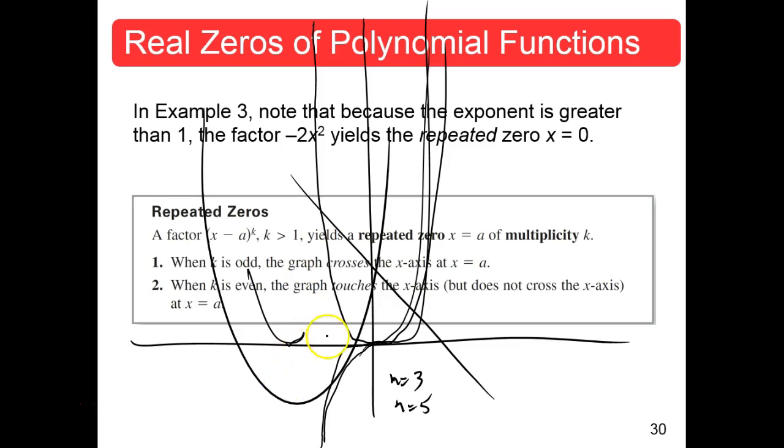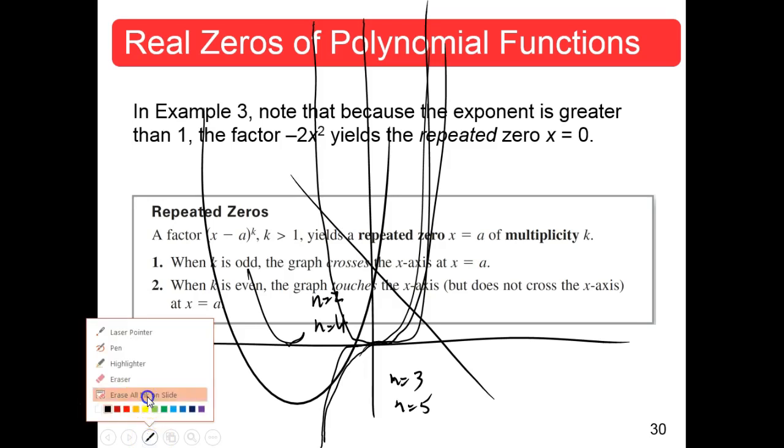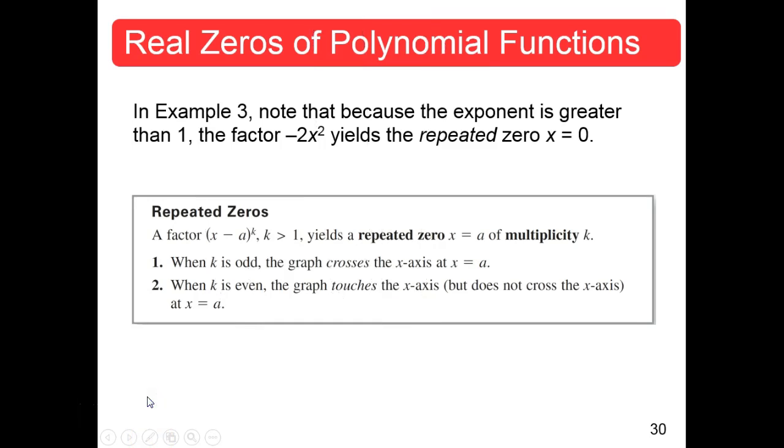Your even functions, n equals 2 or n equals 4, they come down and touch, but hang and go back up, okay? Or come up and, yeah, they don't cross, they hang around there. Same thing is happening here, okay? When k is even, it touches but doesn't cross, but it hangs around there longer.